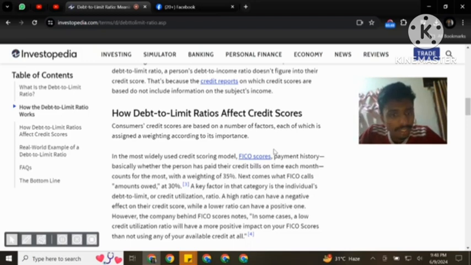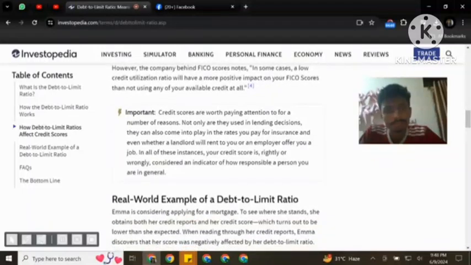A high ratio can have a negative effect on the credit score, while a lower ratio can have a positive one. However, the company behind FICO scores notes that in some cases a low credit utilization ratio will have a more positive impact on the FICO score than not using any of your available credit at all. Credit scores are worth paying attention to for a number of reasons. Not only are they used in lending decisions, they can also play into the rates you pay for insurance and even whether a landlord will rent to you or an employer will offer you a job. In all of these instances, your credit score is rightly or wrongly considered an indicator of how responsible a person you are in general.